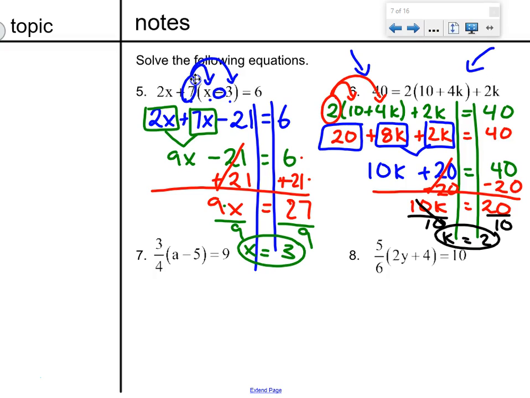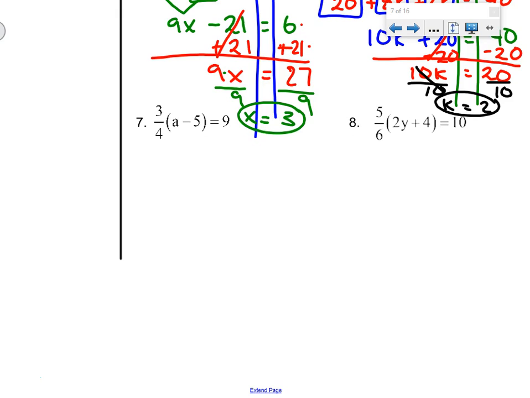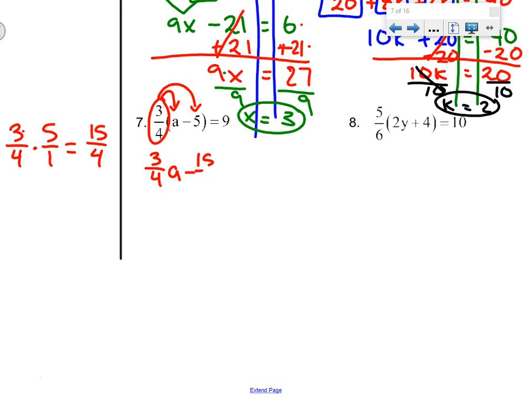All right. Number 7 and number 8 both contain some fractions, but don't let those fractions scare you. Okay? Just have to remember our fraction operations. So we have 3/4 needs to be distributed to a and to 5. So we do 3/4 a. 3/4 times 5, we do 3/4 times 5 over 1. 3 times 5 is 15. 4 times 1 is 4. So minus 15 over 4 equals 9. If you struggle with fraction operations, your calculator on the Chromebook does a wonderful job of calculating with fractions, so feel free to use that if you need it.